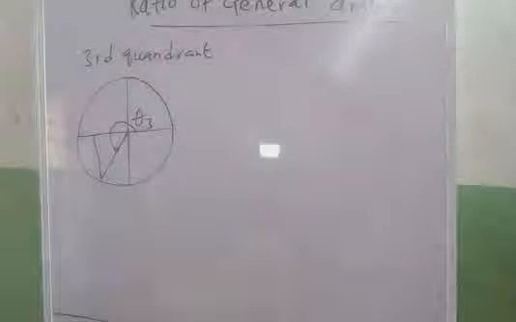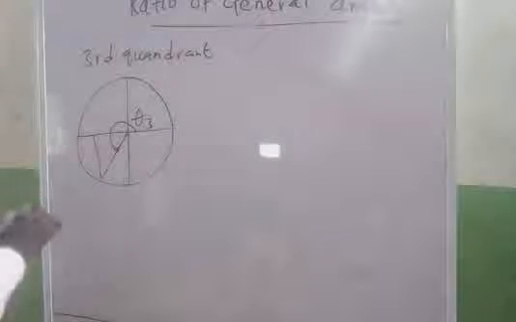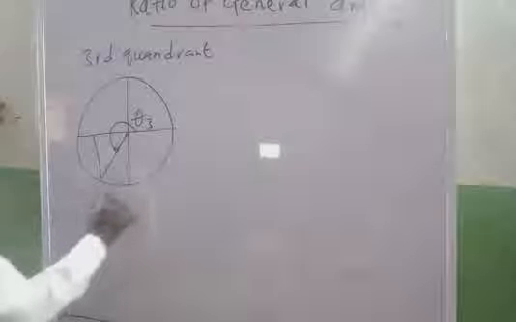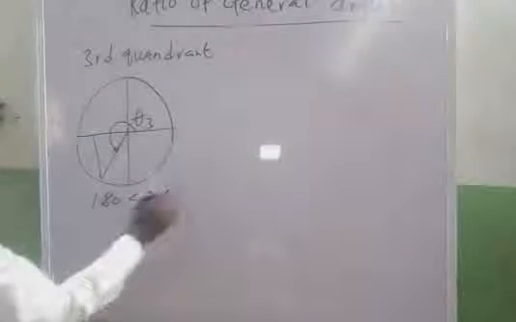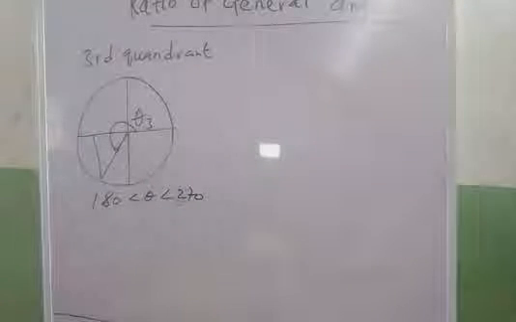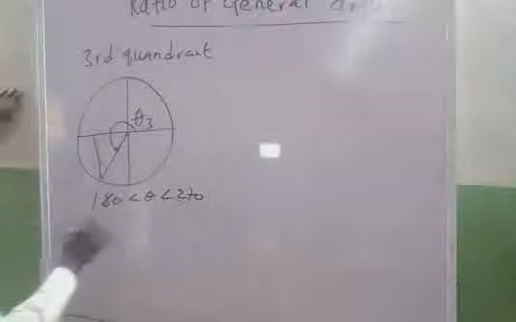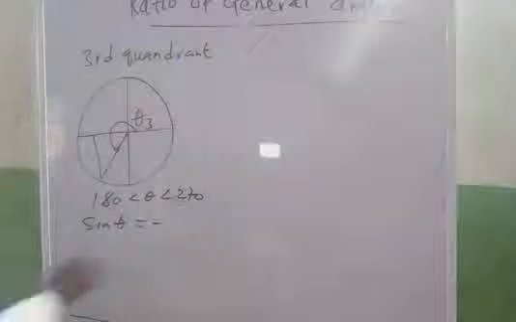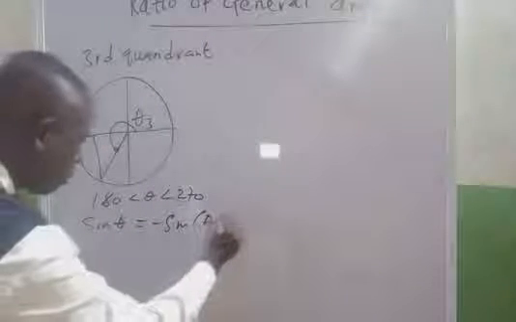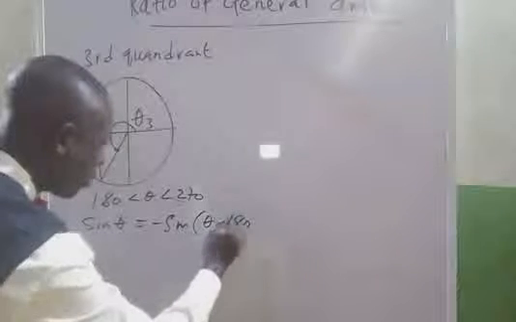Now let's look at the third quadrant. The third quadrant. Your 180 is less than theta, theta is less than 270. So the angle lies between 180 and what? 270 for the third quadrant. And here, your sine theta is negative. So you have sine theta is minus sine theta minus 180.